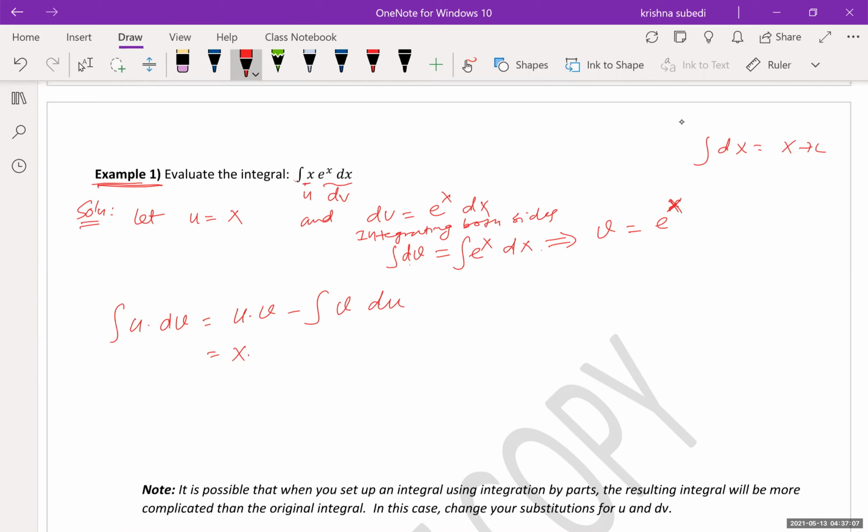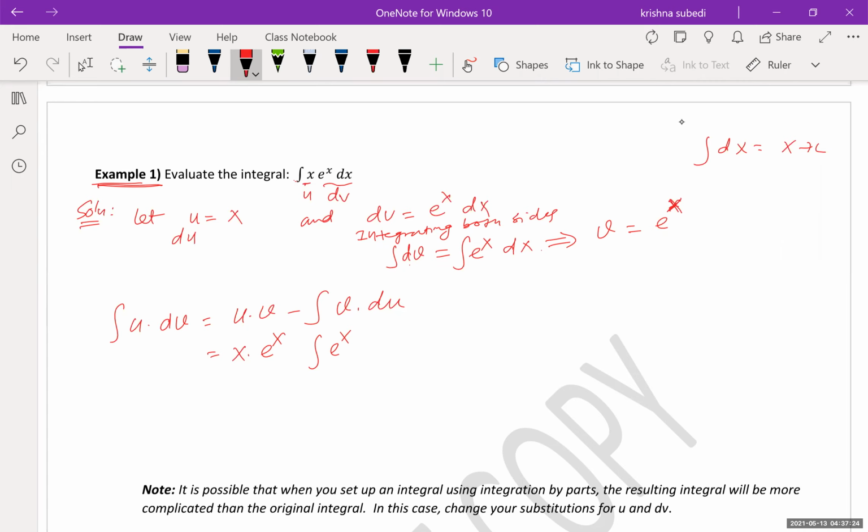Okay, so u is x, v is e to the x. Let me just copy that. Now integration of v means e to the x, du. We don't know what du is. We know u, but can we find du?